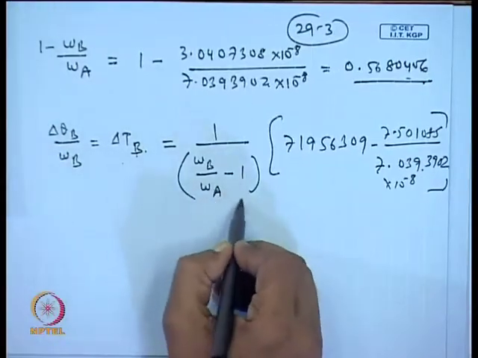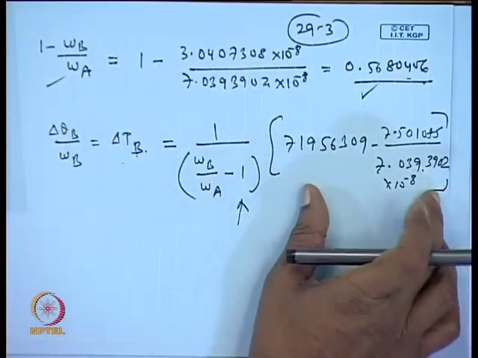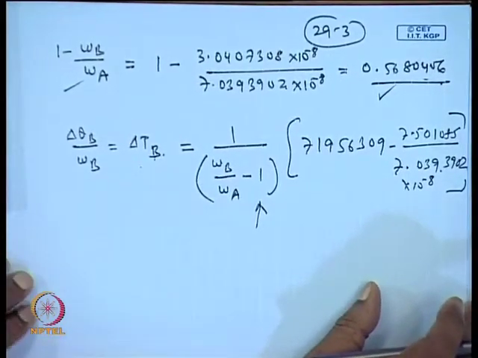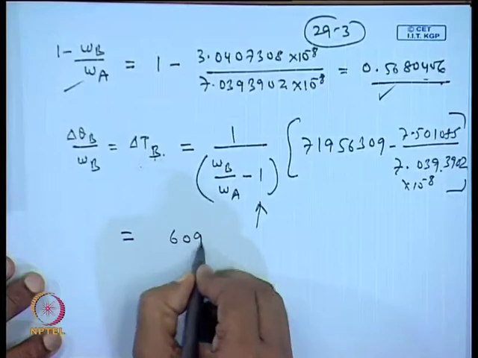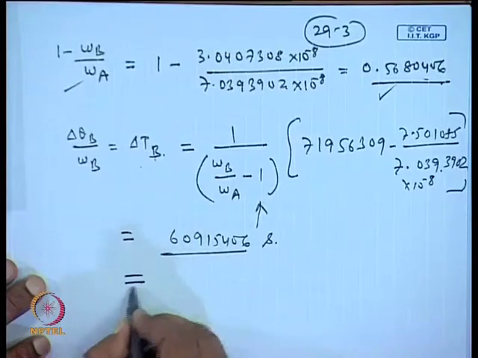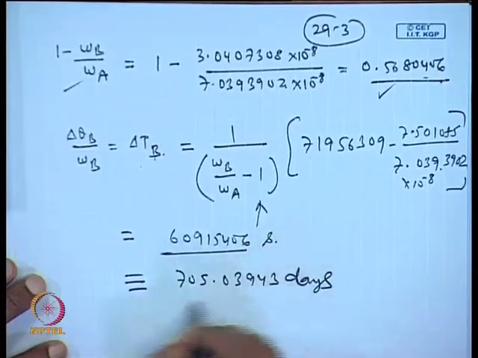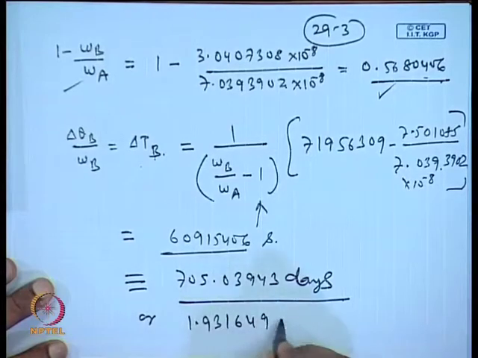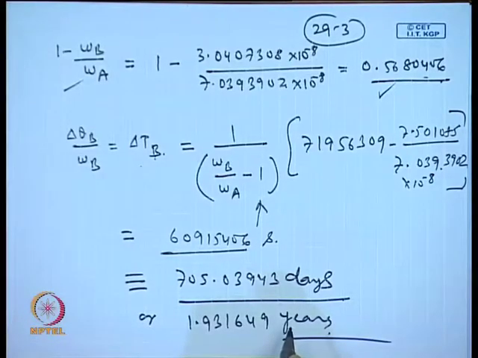Okay, so this quantity is obviously positive here, so this quantity will turn out to be negative. So, we will see that this quantity will also turn out to be negative. So, after computing this, this will turn out to be around 6091540 seconds, and this is equivalent to 705.03943 days or 1.931649 years.